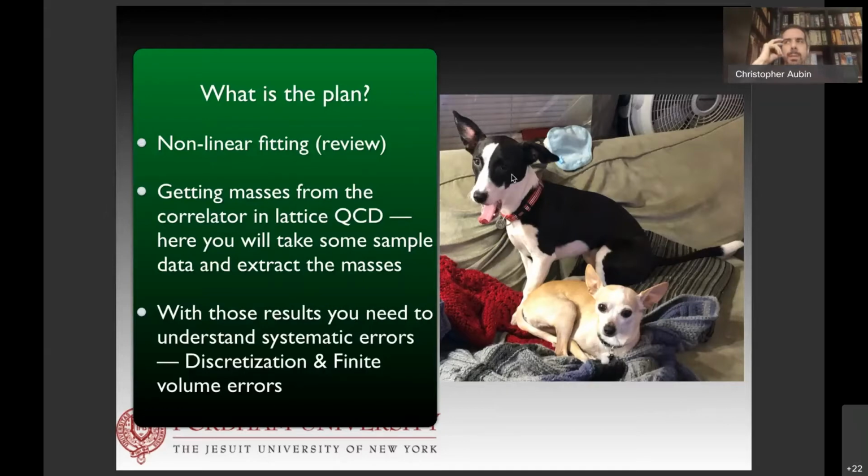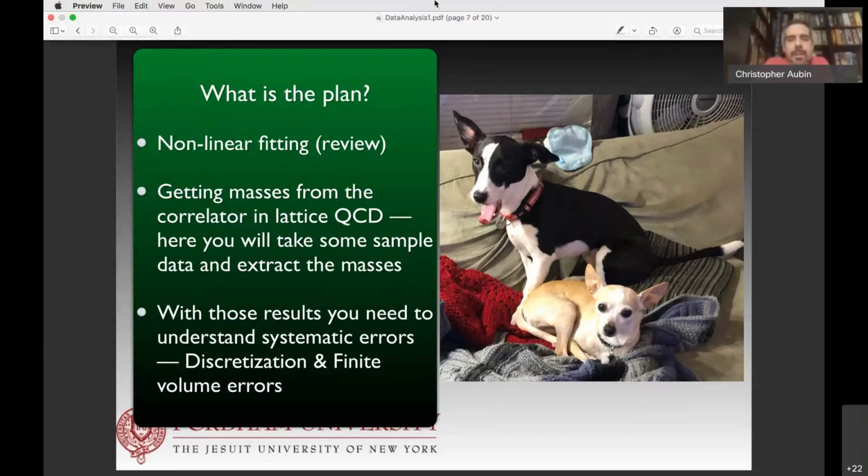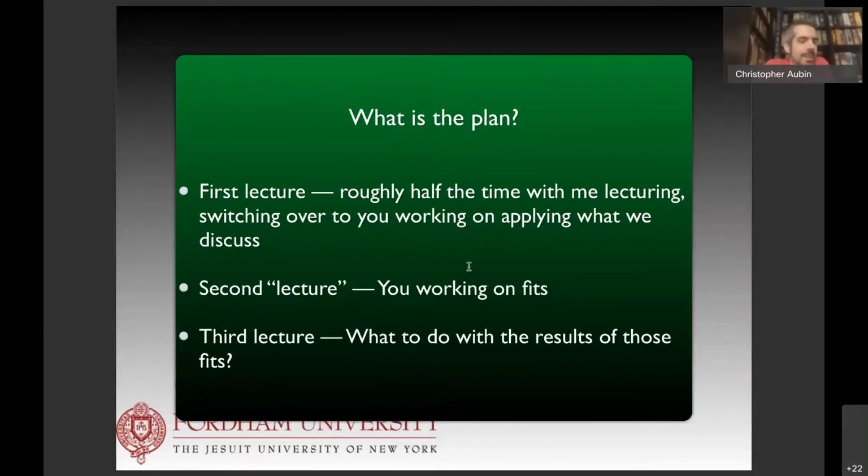The third lecture of the day will be what you do after that. Once you've actually extracted those masses, well, now what? Because there are still problems that will arise when we try to understand those things. Okay, about the plan, as you see, I'm not going to state all this again.